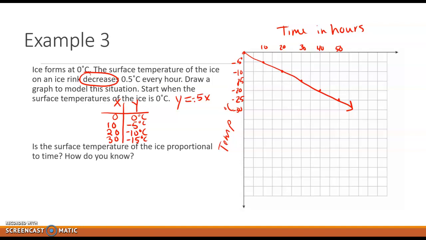And so after 1 hour, we would be negative 0.5 degrees Celsius, right? And so we can find the temperatures for any time in between these hours. This is just the hours I chose.